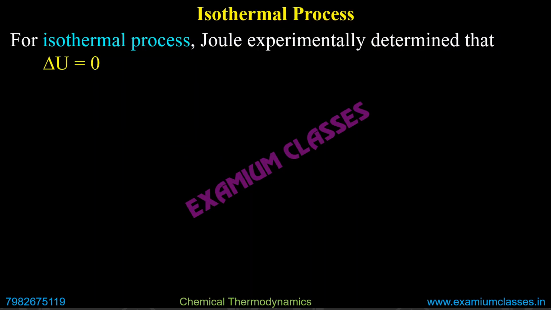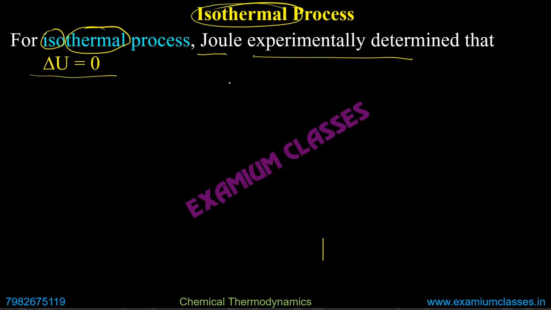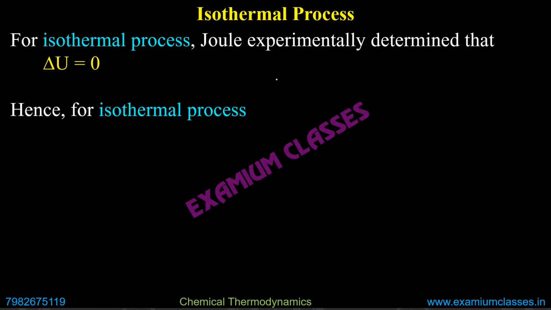Then isothermal process. Isothermal: iso means same, thermal means related to temperature. So same temperature. Temperature does not change during the process. That is known as isothermal process. Joule experimentally determined that for an isothermal process, the change in internal energy is zero. So remember, isothermal process, delta U is zero.